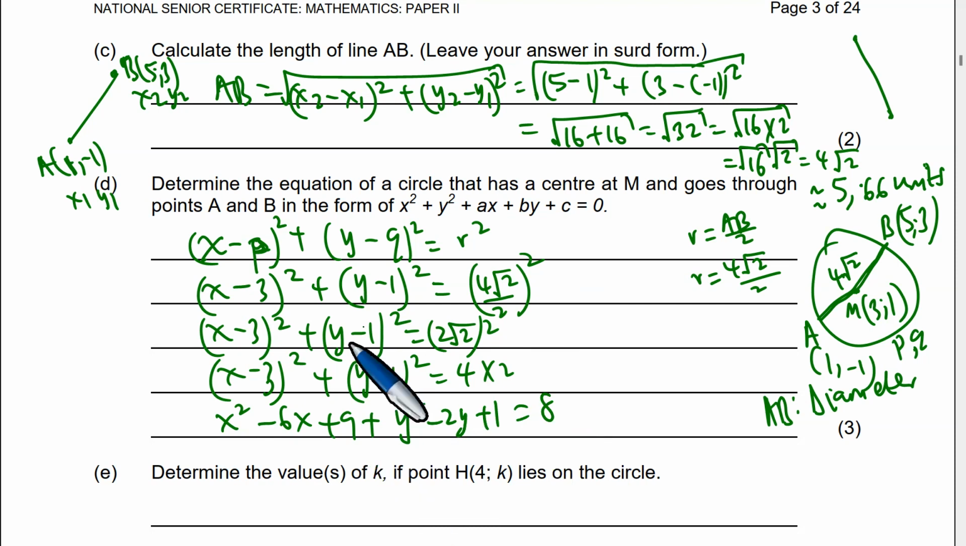So what is the equation in this form? We must transpose the 8 to the other side because there is a 0. The answer must have a 0 on the right-hand side. So this is actually x squared plus y squared, then we have minus 6x, and then there's a minus 2y. And then you have 10 minus 8. 10 minus 8 is the number 2, equals 0. And this is the answer.